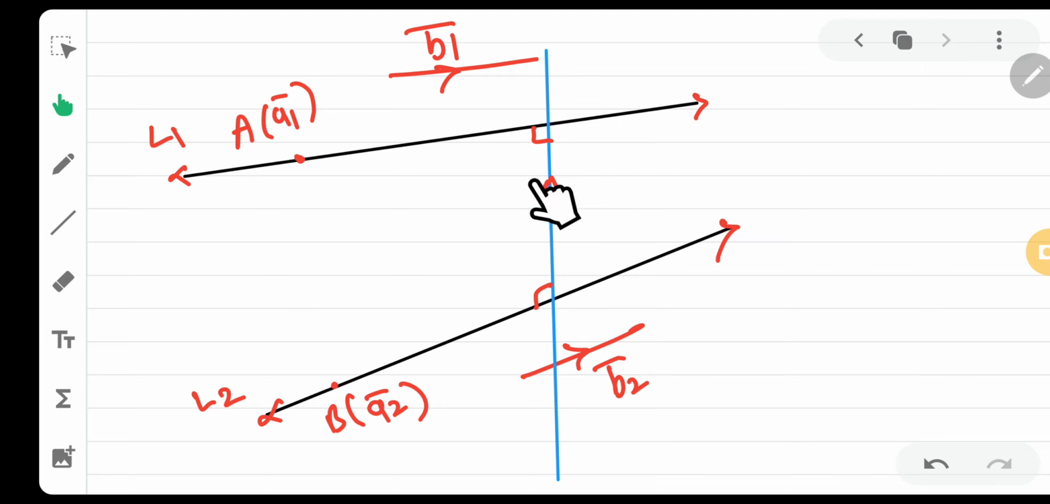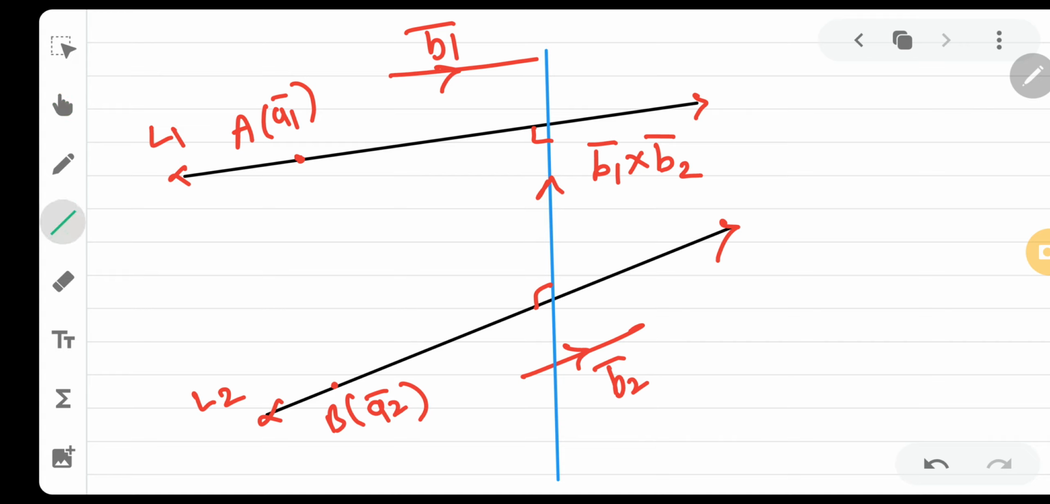So this particular blue line is actually perpendicular to B1 bar also and B2 bar also. So this blue line is actually B1 bar cross B2 bar, which is the actual definition of B1 bar cross B2 bar. It is a vector perpendicular to B1 bar also, B2 bar also, and in turn it will be perpendicular to line 1 also, line 2 also, right?